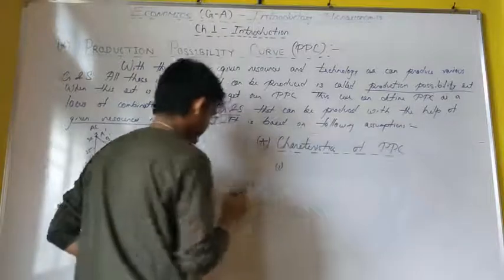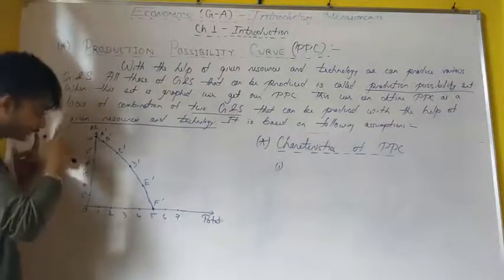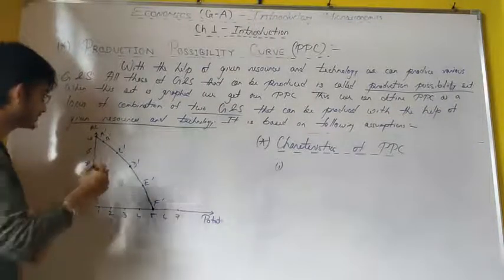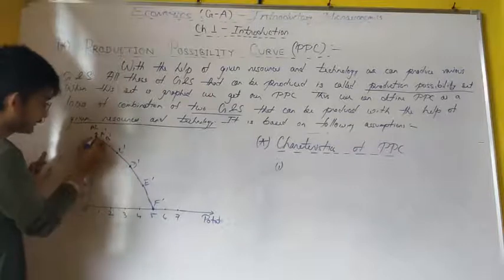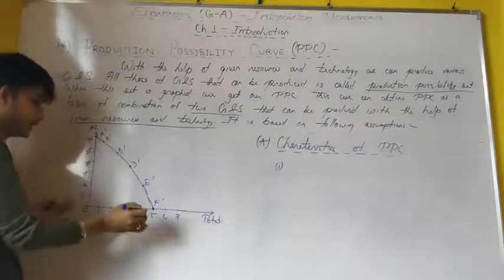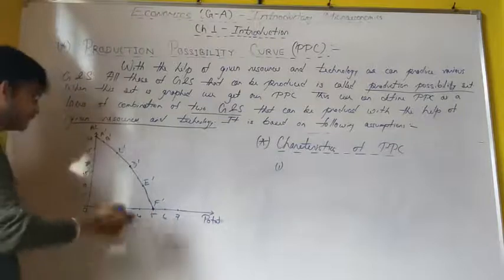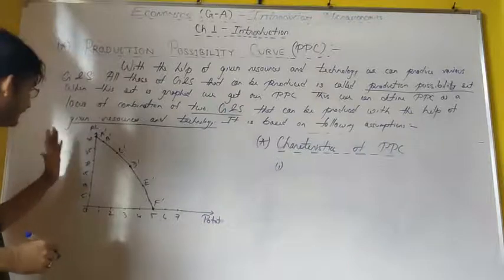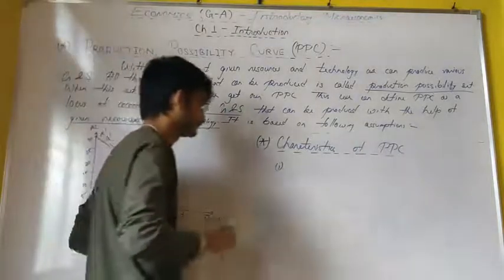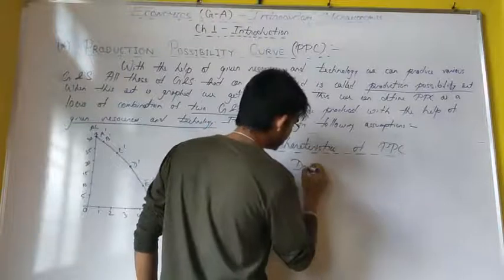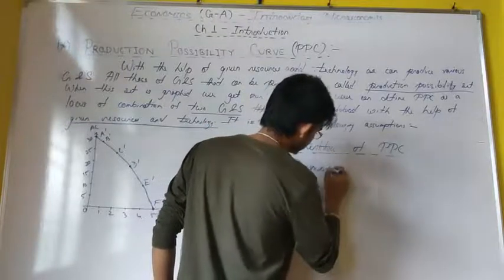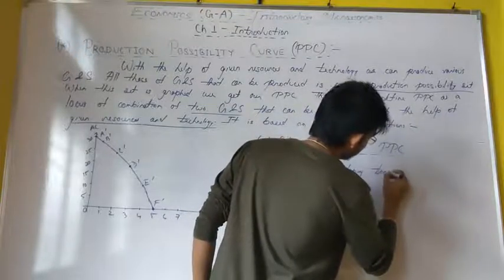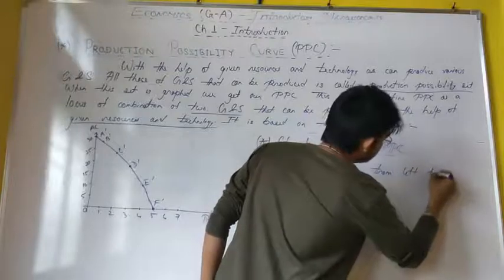So the first characteristic. Right now we have drawn the PPC curve. The PPC curve is basically sloping downwards. We have drawn it in a downward motion. So the PPC is downward sloping from left to right.